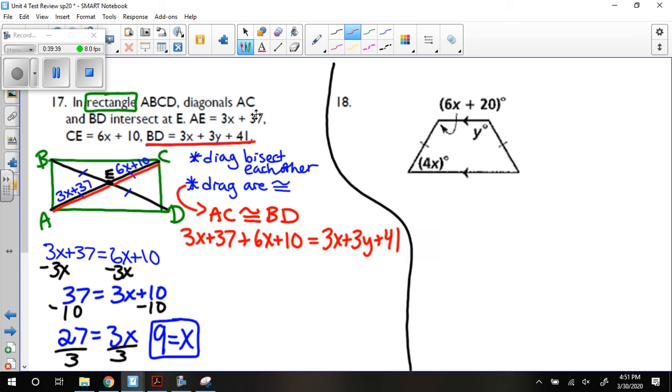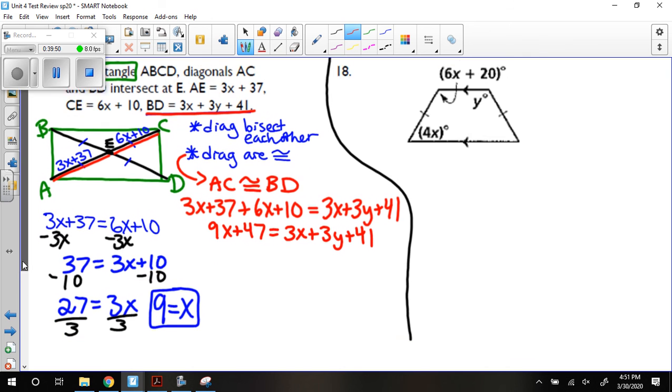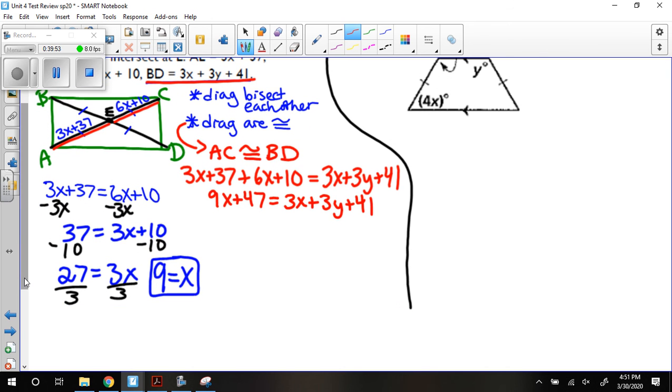Okay, let me simplify on my left side here. This is 9x plus 47 equals 3x plus 3y plus 41. Now the fabulous thing is, I know what x is, so I can plug it in. We've got 9, my x is 9, plus 47 equals 3 times 9 plus 3y plus 41. Okay, so 9 times 9 is 81, and 81 plus 47 is 128.